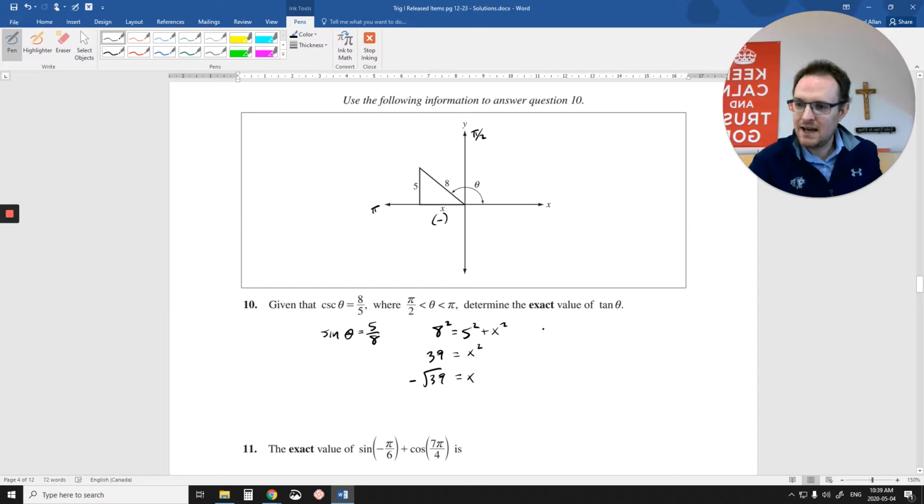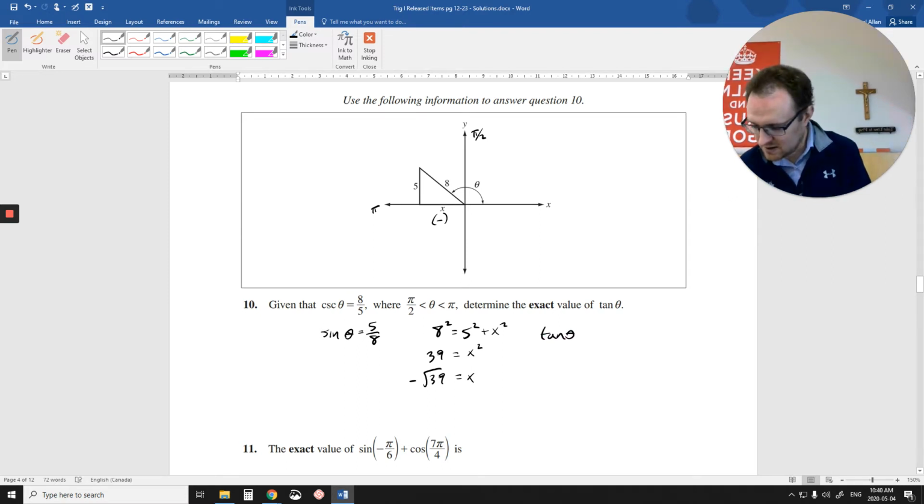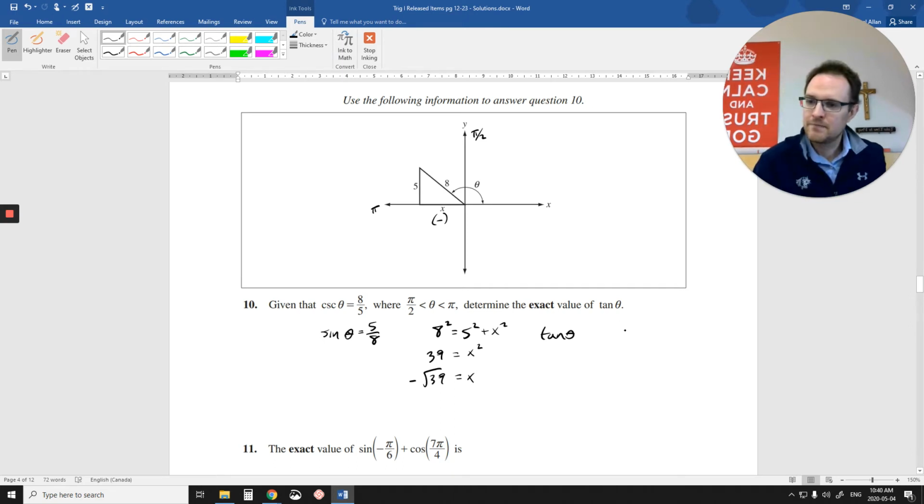Okay, so tan theta, I don't think we can take any numbers out of this. No, it doesn't look like it. I was thinking we could create a mixed radical. Tan is going to be y over x, so that means it's going to be 5 over negative root 39.